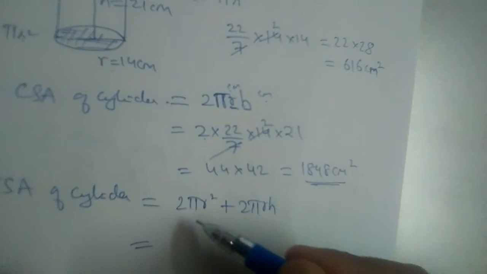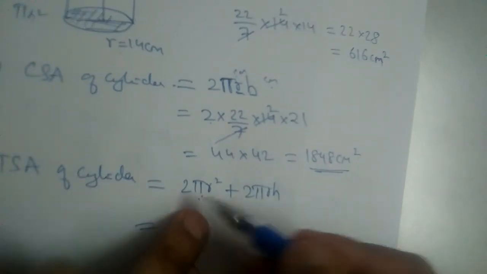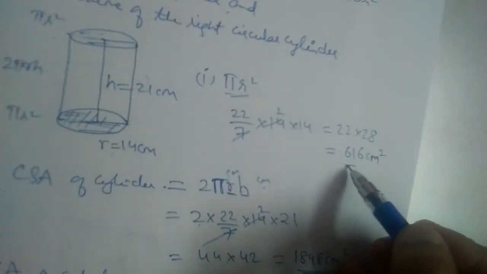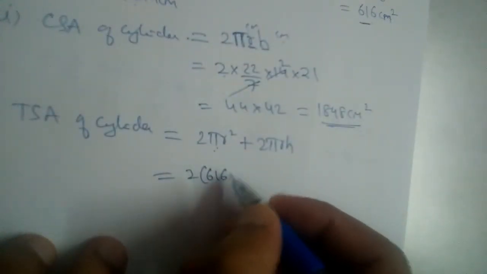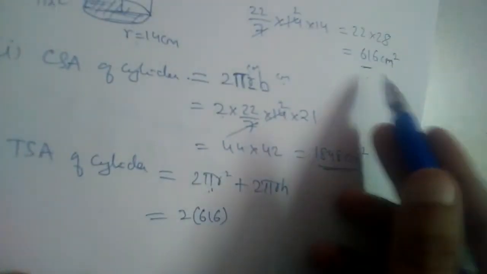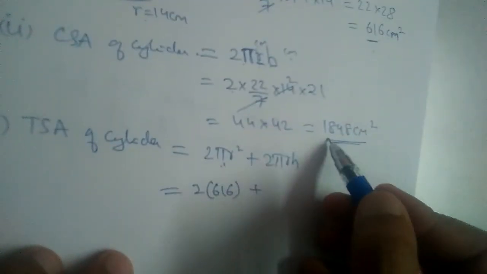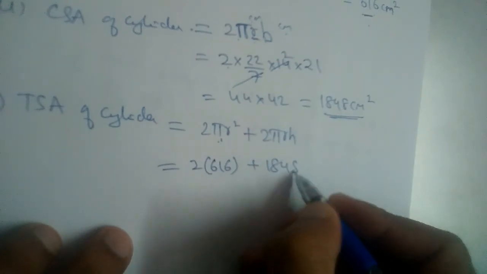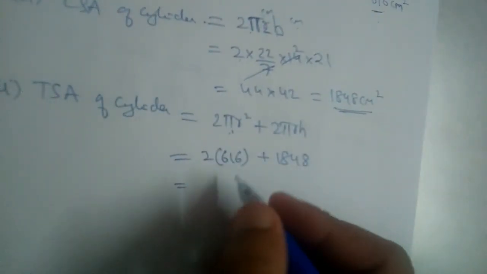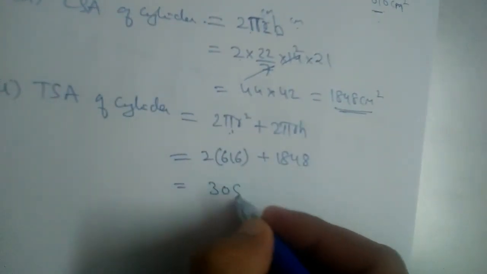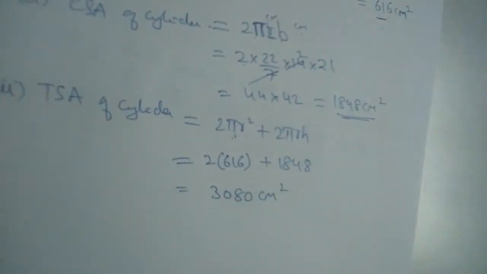Now see, luckily here we have already found what is pi r square, right? Pi r square is 616. So I'm directly substituting that 616 here. So it is 2 into 616 because pi r square was 616, right? Plus we have also found 2 pi rh. 2 pi rh is 1848. So this is 1848. Okay. Now if you simplify this, you'll have 3080 centimeter square.